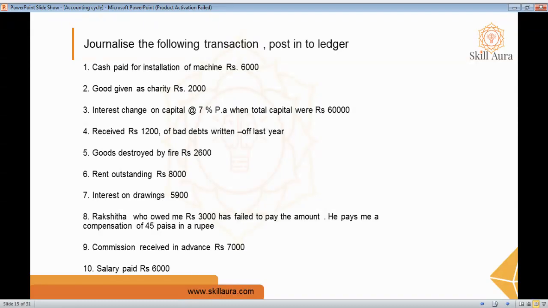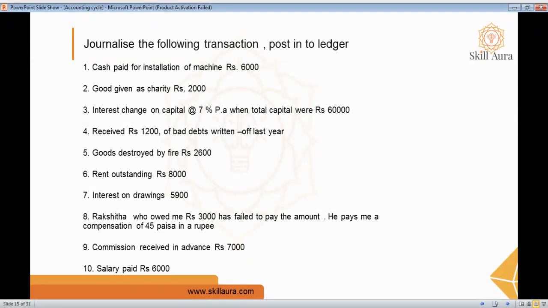And the next one is rent outstanding. Here you'll have two accounts, that is rent expenses account and account payable account. Here in the expenses account, you'll go and credit the account payable 8,000 rupees, and you'll go and debit the rent expenses in the account payable account with 8,000 rupees.